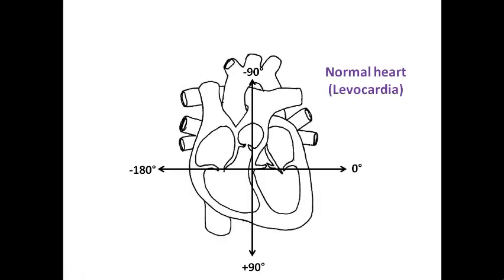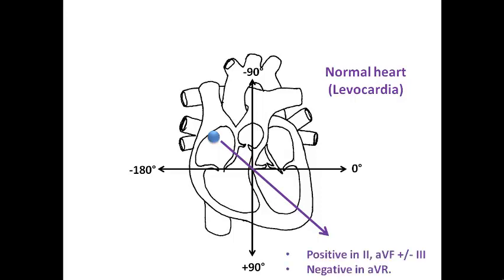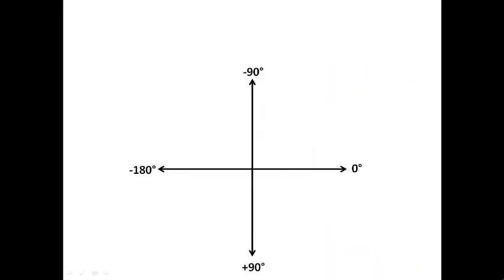So if we apply the image of the heart here, a normal heart or levocardia, I know that the SA node is in the right upper quadrant of the heart, so the axis of atrial depolarization is directed towards the left lower quadrant of the heart. So I can expect that the P wave morphology would be positive in lead 2, aVF, and lead 3, and it would be negative in aVR, because of course the axis of atrial depolarization is directed towards the positive poles of lead 2, aVF, and lead 3 and away from the positive pole of aVR.